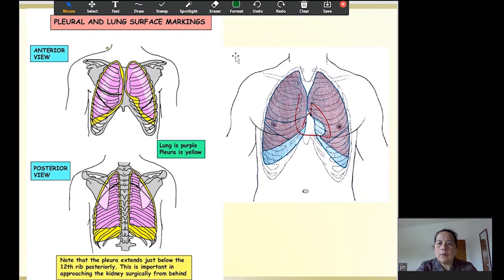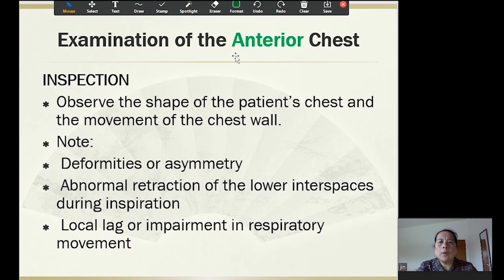So that's still the same thing we look for. That's for the back chest area. We are not talking about auscultation yet. Auscultation is mainly for the lung, and we'll talk about it later, especially in the lung area.